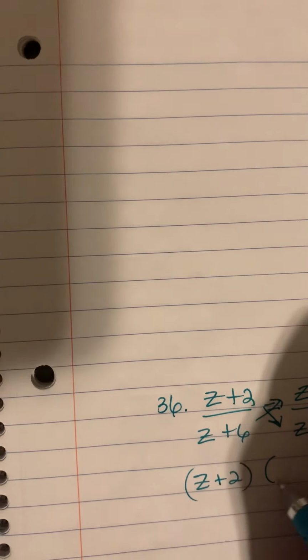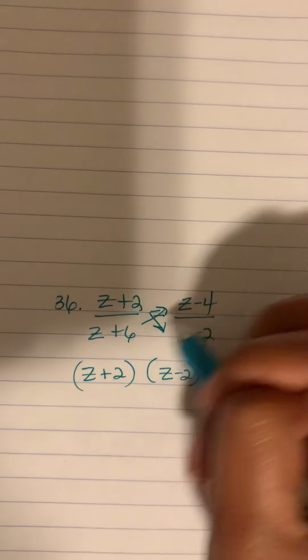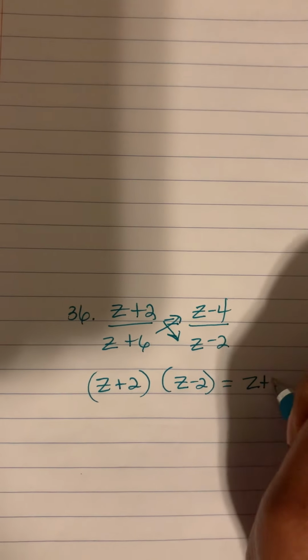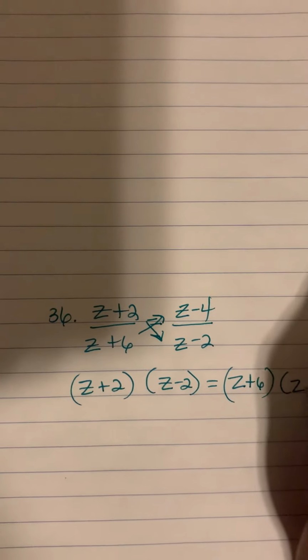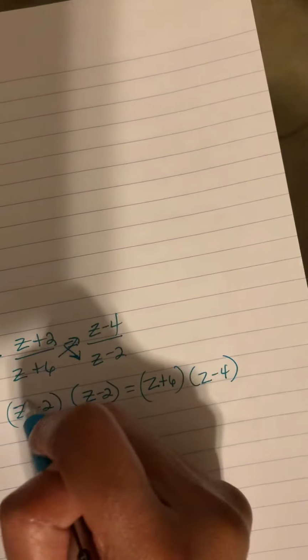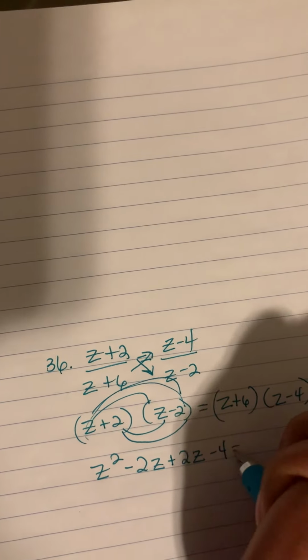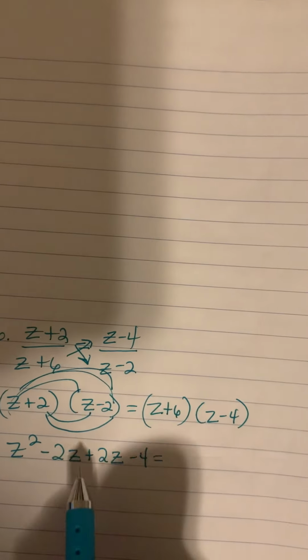Z plus 2, z minus 2 equals, and we're just cross multiplying. I'm just putting everything together so I can get a visual and see what I need to multiply. All right, this is the rainbow. That's z squared. Here is negative 2z. Inside of the rainbow is positive 2z. And the last is negative 4. Okay, I can see that's already going to cancel out right here.